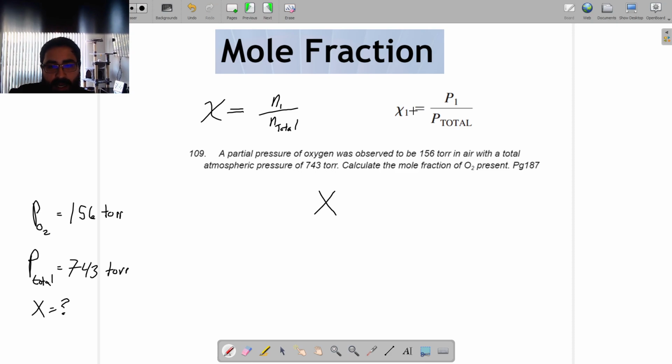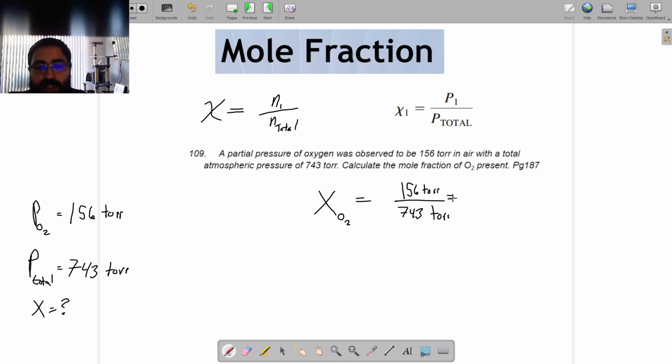So X of O2 is equal to 156 torr over 743 torr. 156 divided by 743 is 0.20995, and we're going to round that to 0.210. And this number has no units.